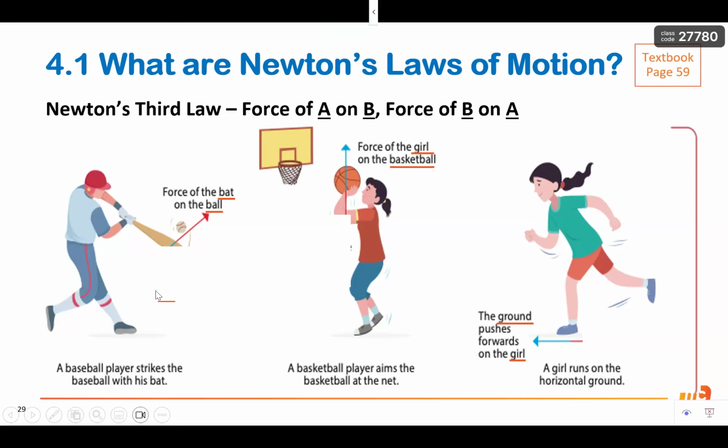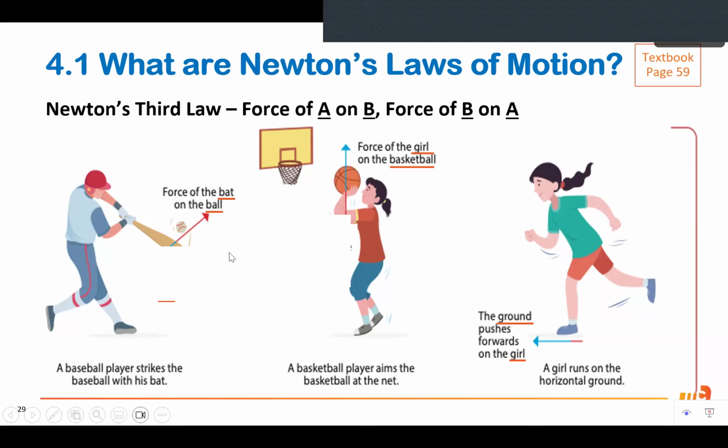So we take a look at a few examples over here. When I have a baseball hitting the bat, I have a force exerted by my bat on the ball in order for the ball to move forward. So my two objects will be the bat and the ball: force of the bat on the ball. My action-reaction pair will be the force of the ball on the bat. So the ball will also exert an equal and opposite force on the bat. So this force is acting on the bat, and it's drawn like this.